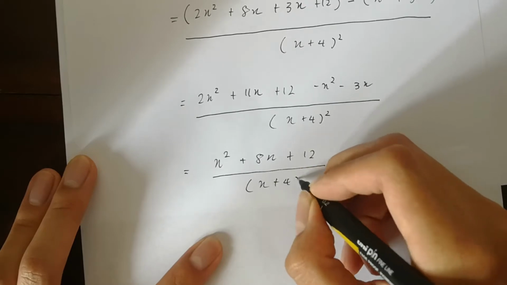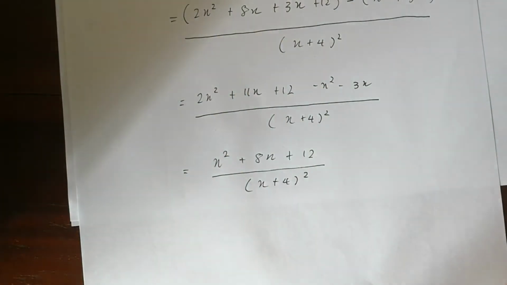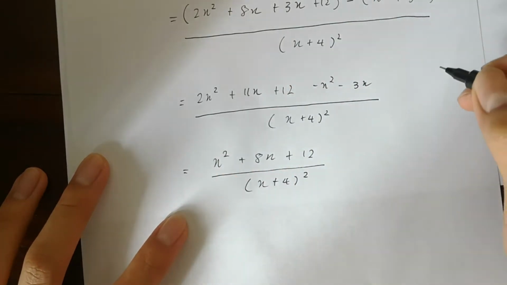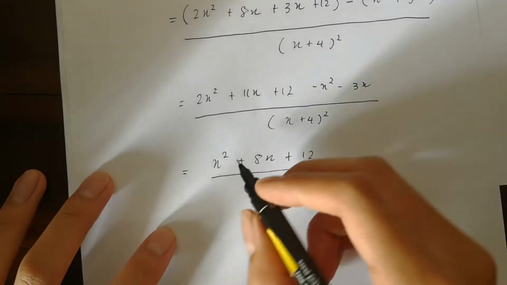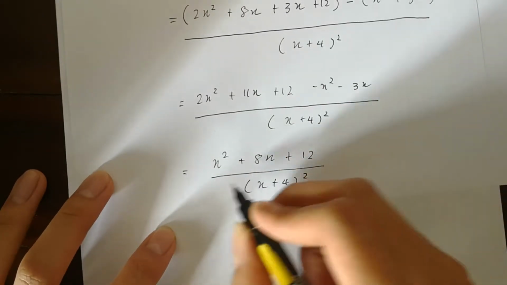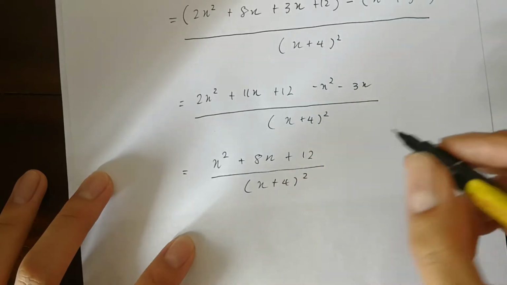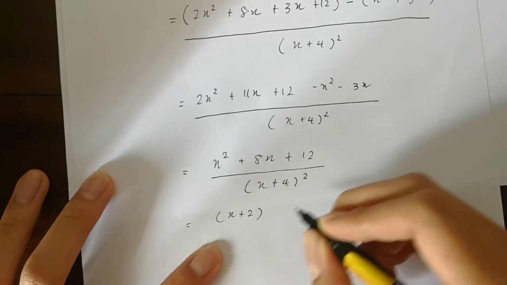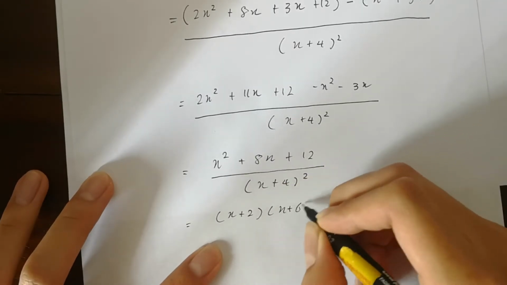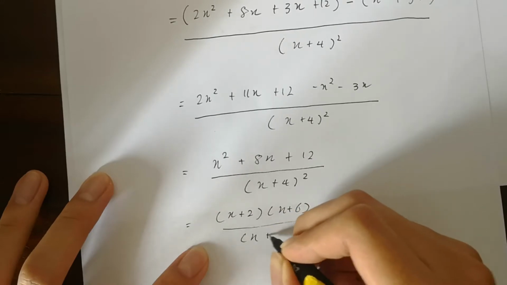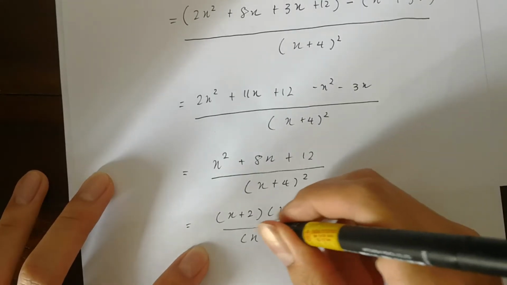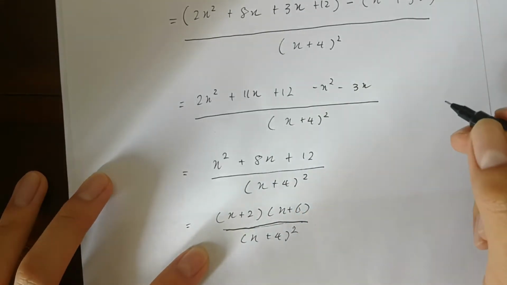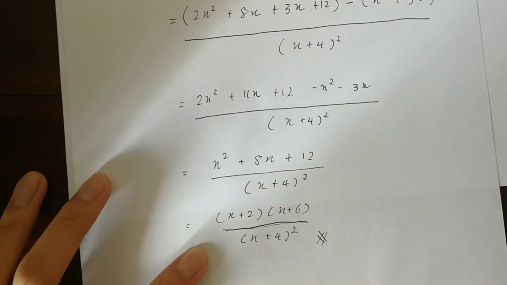Copy down the denominator. Now you can leave the answer as it is. This can be your final answer, but if you want, you can simplify even more by factorizing the numerator, and you get the answer of x plus 2 bracket x plus 6 over x plus 4 squared. This is the simplest form of the derivative, and this is the answer.